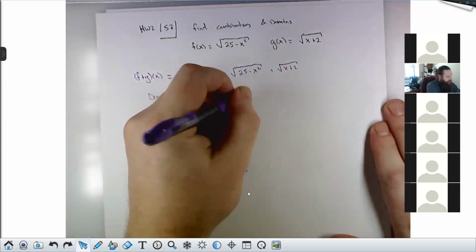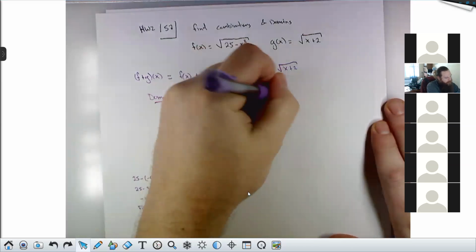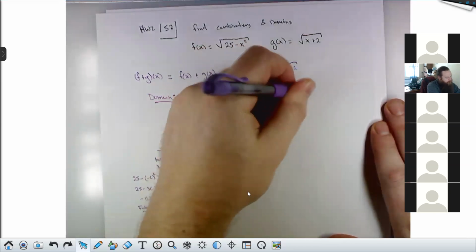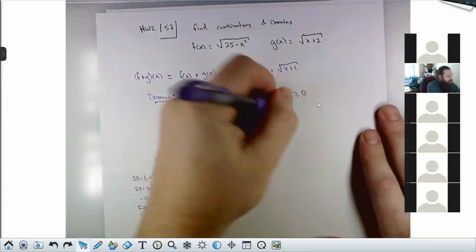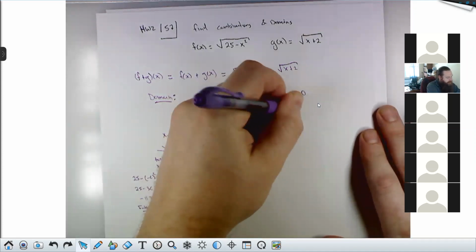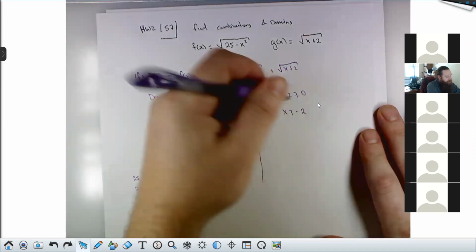The other domain thing, we need x plus 2 to be greater than or equal to 0 as well, because there's a square root with x plus 2 underneath it. Now, this is a linear inequality. There's no x squareds or anything weird like that. This function over here, x plus 2, is a linear function, so we call this a linear inequality. And these are much easier. You can just solve these by moving things around. So if I subtract 2 from both sides, I get x is greater than or equal to -2.